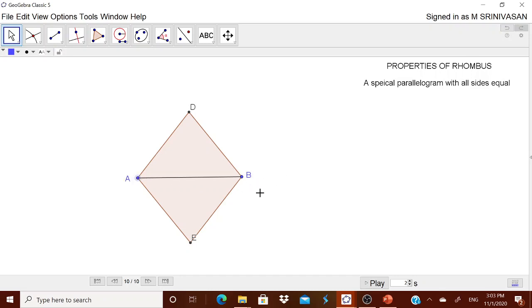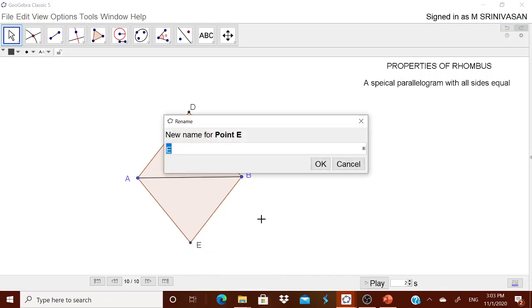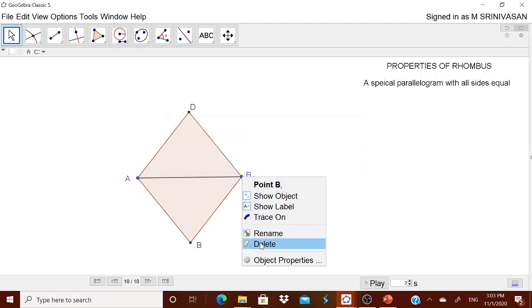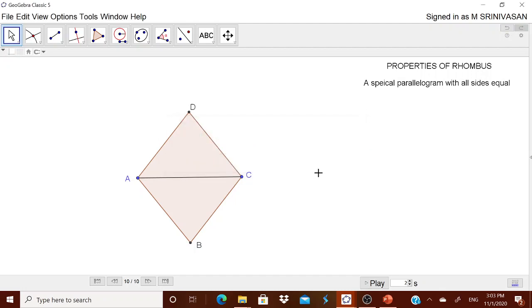Now we want to have it in a cyclic order of these vertices. Or what you can do is right click it, rename it into capital B. Already B is there, don't worry about it. That B will become B1 automatically. Okay, well, but I want it as C, therefore rename it as C. Okay, now you got it now. ABCD, you got it as a rhombus.